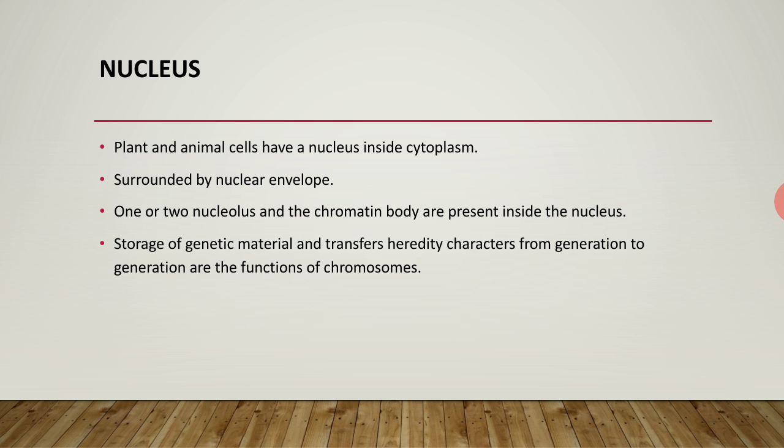And this nucleus is usually surrounded by a nuclear envelope. It means that surrounding layer is called the nuclear envelope, and there are one or two nucleoli. Okay, and the chromatin body will also be present inside that nucleus itself. So everything is present inside the nucleus: the chromatin body, and even one nucleolus or two nucleoli may be present inside that nucleus.